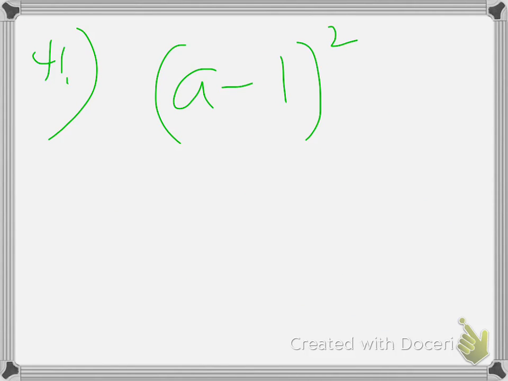Ooh, (a − 1)². Wouldn't it be great if you could just go, that's a² − 1², which would be a² plus 1? Nah, that's not right. And why can't you do that? I'll tell you why. Because we got a minus over here. You can't just do a shortcut.